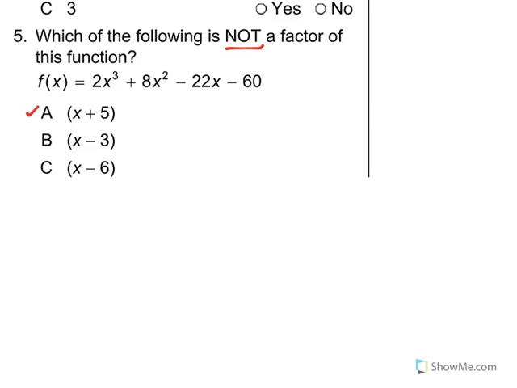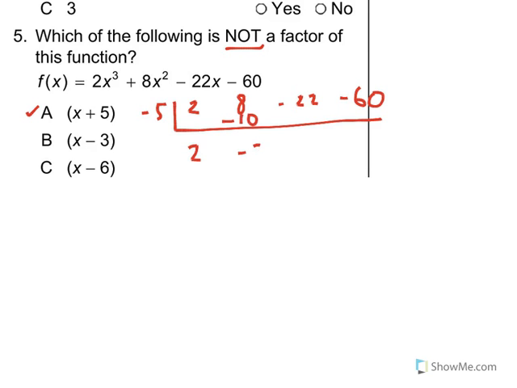So x plus 5 means the factor is actually negative 5. And we will see what happens when we use synthetic division to simplify this. So first step is bring down 2, multiply, we have negative 10. Combining, we have negative 2, multiply by negative 5, we have 10. Combining, we have negative 12, and multiplying, we have a 60, and that will give us a 0.